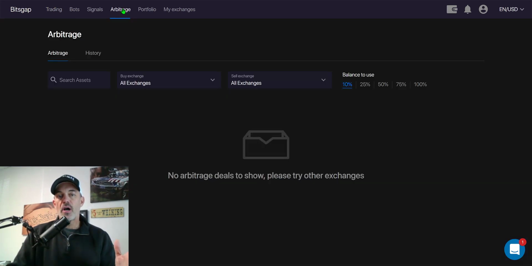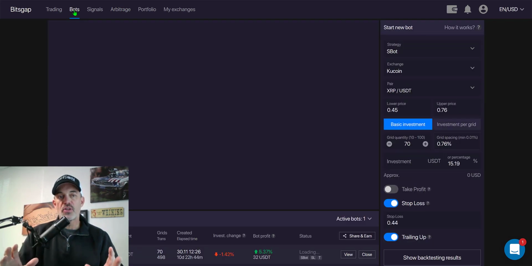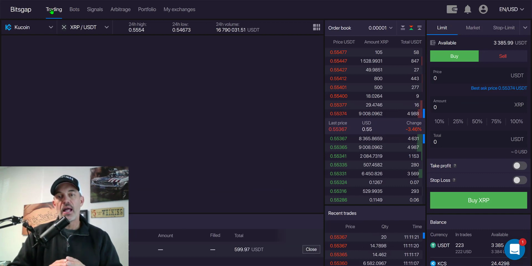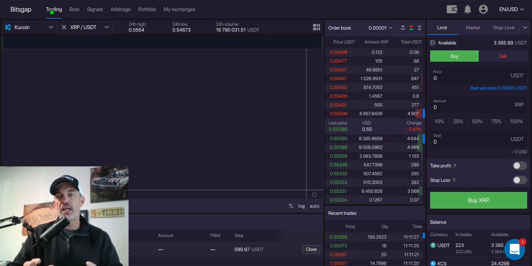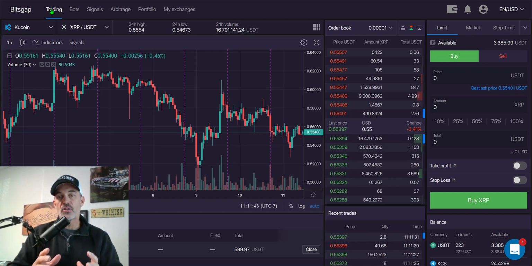Now, the arbitrage opportunities and the grid bots are still pretty much the same. You will see pretty much the same interface as in all of my videos on the grid bots, but the trading platform is a much needed upgrade, and in reality I'm probably going to be doing a lot more day trading on this platform. Now let's get started with placing a live trade.